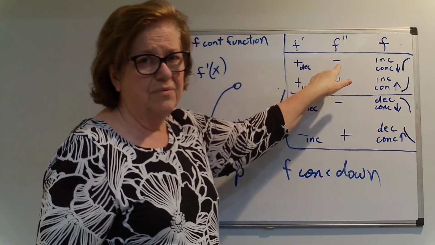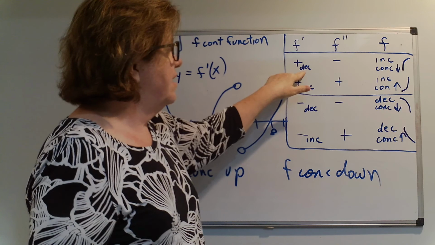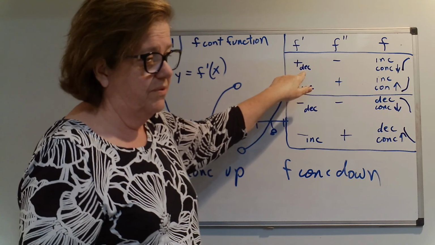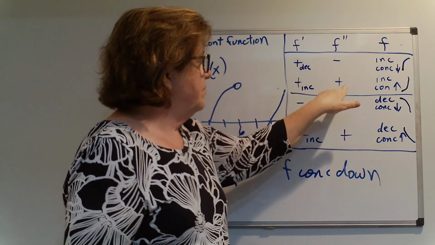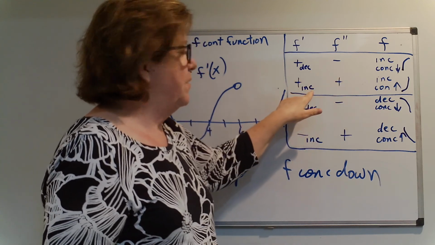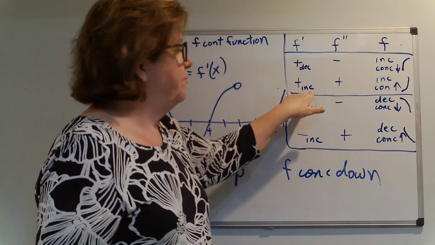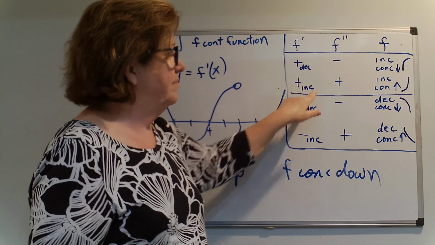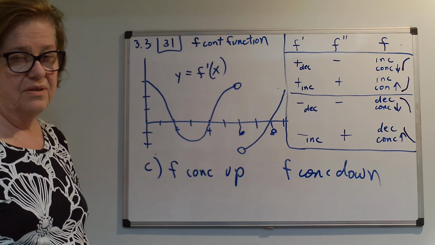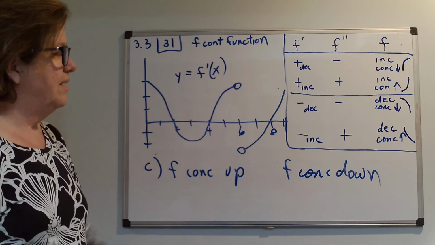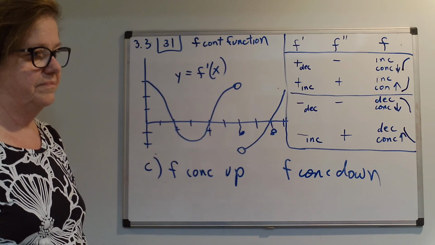When the second derivative is negative, that means F prime, the first derivative, must be decreasing. When the second derivative is positive, that must mean F prime is increasing. So the places where the derivative is increasing or decreasing would give us concave up and concave down.